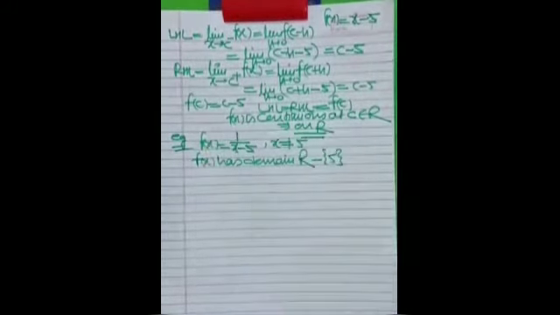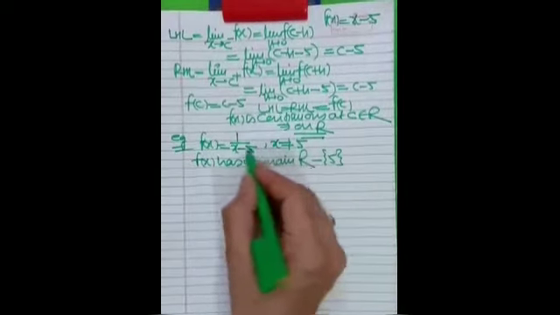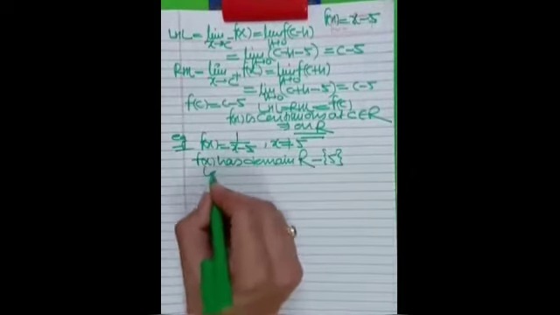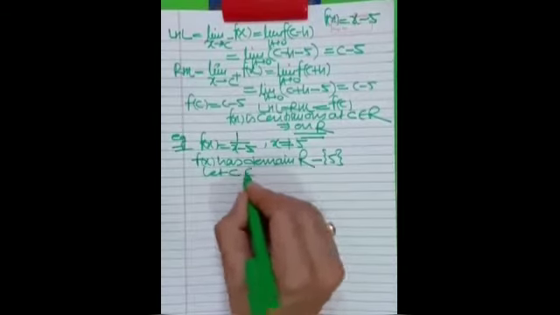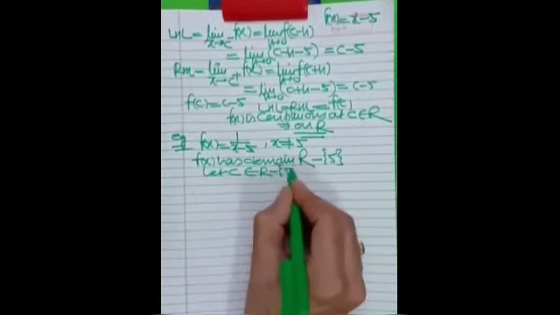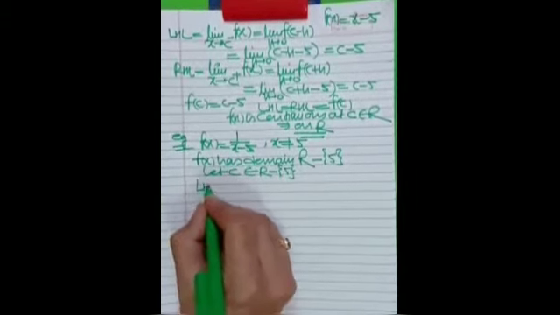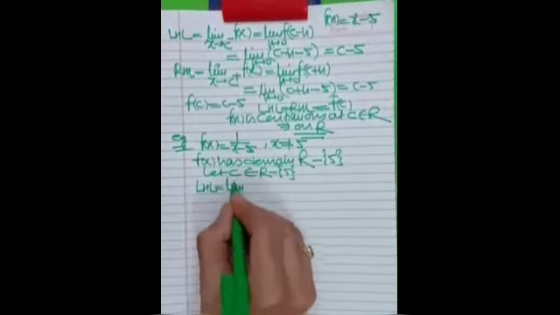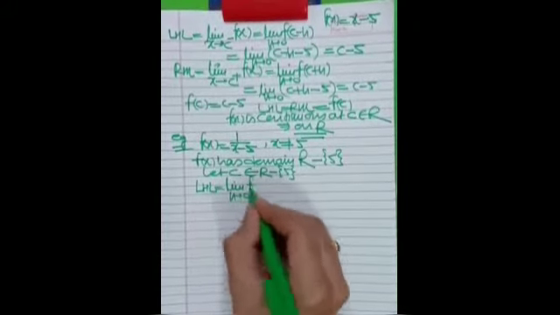Because 5 cannot be taken. If you put 5 here, it becomes infinity. Now let us take c be a point in its domain, and we proceed in the same way. LHL and RHL. Now I'm missing a step.